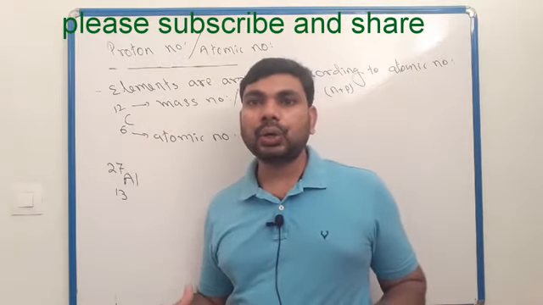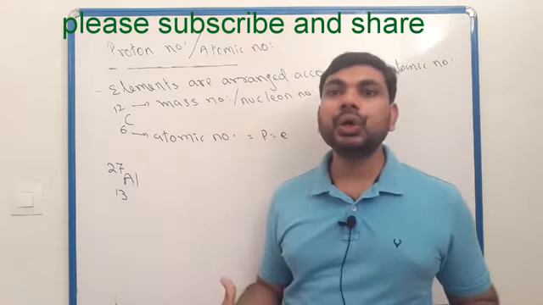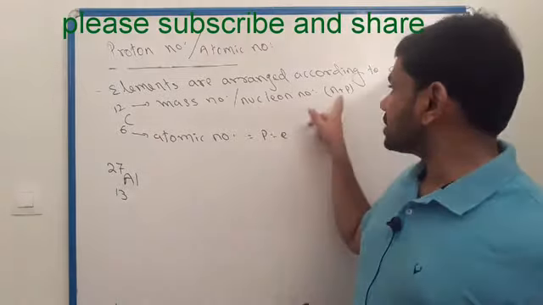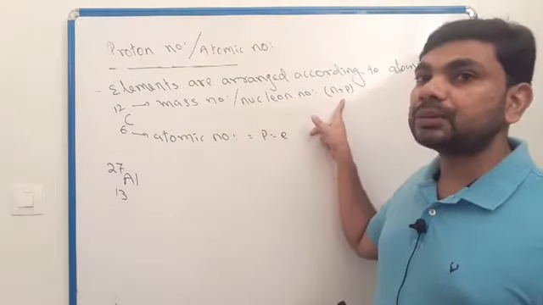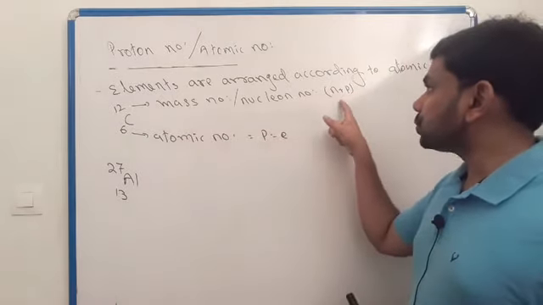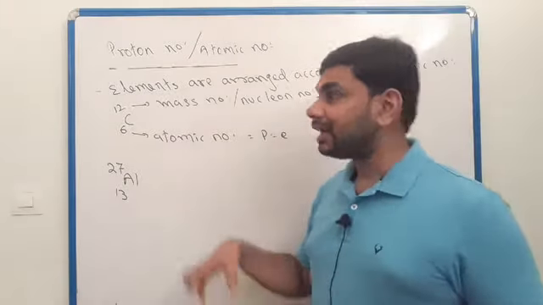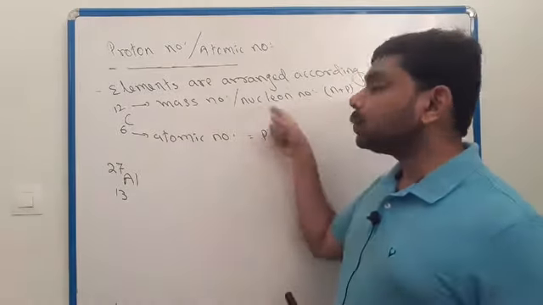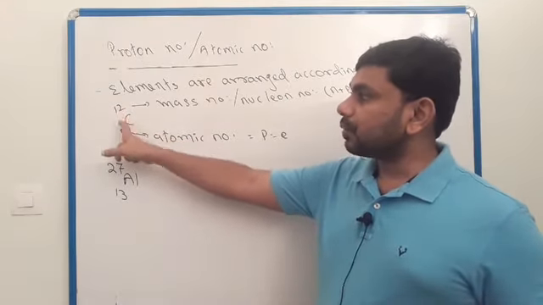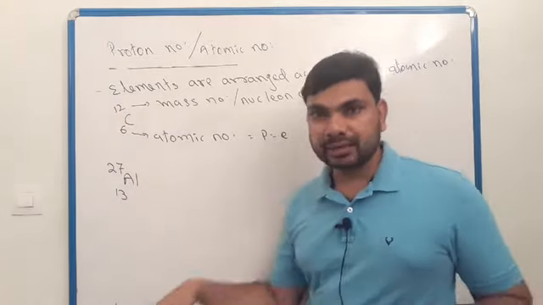Also the higher number is the mass number, also called nucleon number. Nucleon number or mass number means the total number of neutrons and protons. Neutrons and protons are inside the nucleus. That's why this number is called nucleon number. So the mass number of carbon is 12, and the mass number of aluminium is 27.